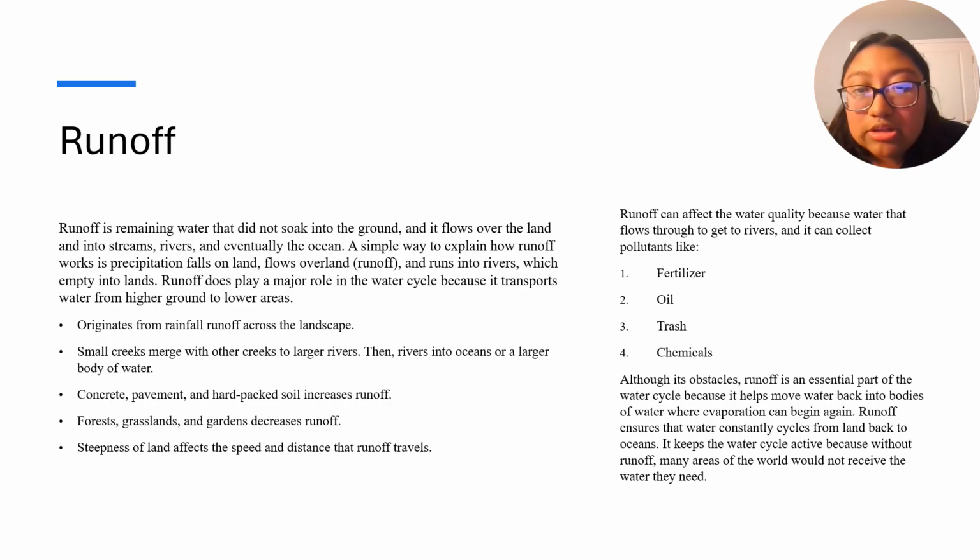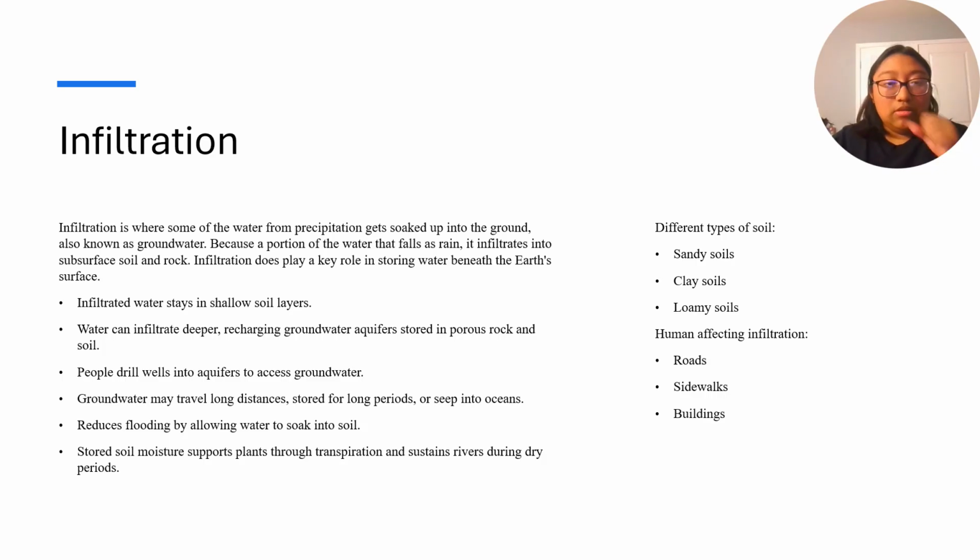Runoff can affect water quality because water flows through areas to get to rivers, and it collects pollutants like fertilizer, oil, trash, and chemicals. Although it has obstacles, runoff is an essential part of the water cycle because it helps move water back into bodies of water where evaporation can begin again. It keeps the water cycle active because without runoff, many areas of the world may not receive the water they need.